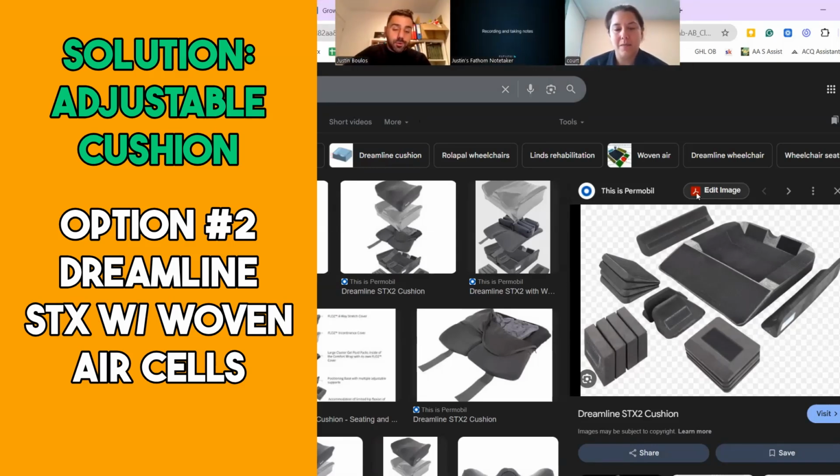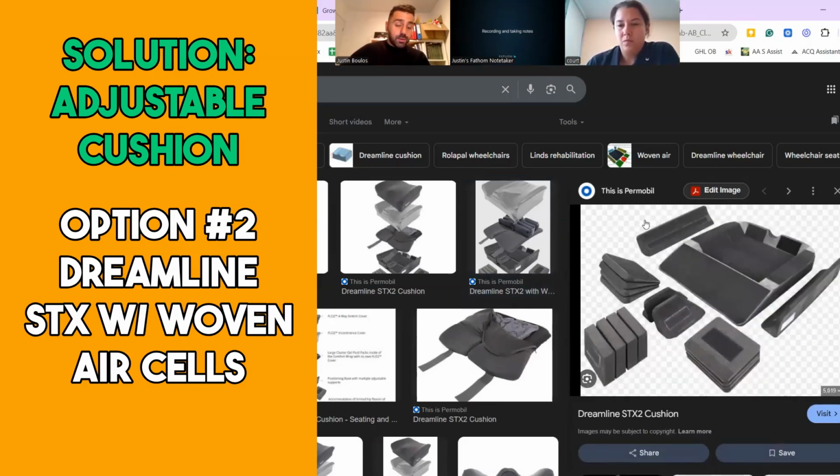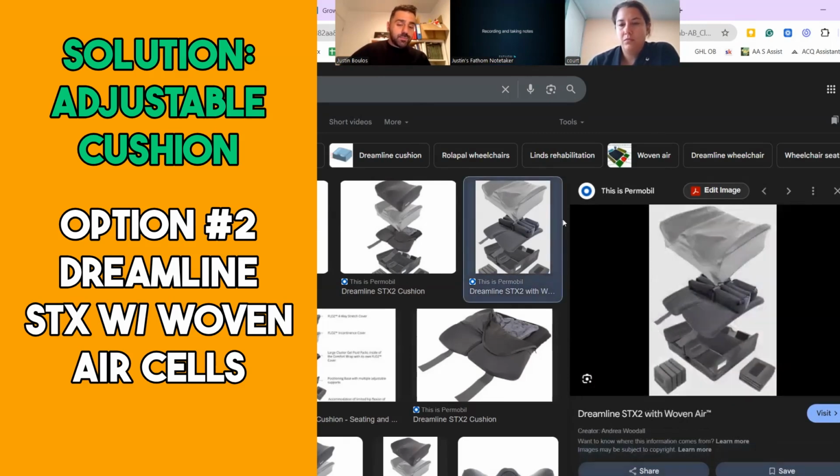So I think there's probably a few cushions you could explore, depending on what your supplier has and what they're comfortable using. This is my personal opinion of what I would consider, something like an STX2, where you can put in air cells at the back. They have this woven air technology, which is a new thing that's coming out. It's supposed to be really good. I haven't personally used it, but it feels really comfortable and I'm quite impressed with it.